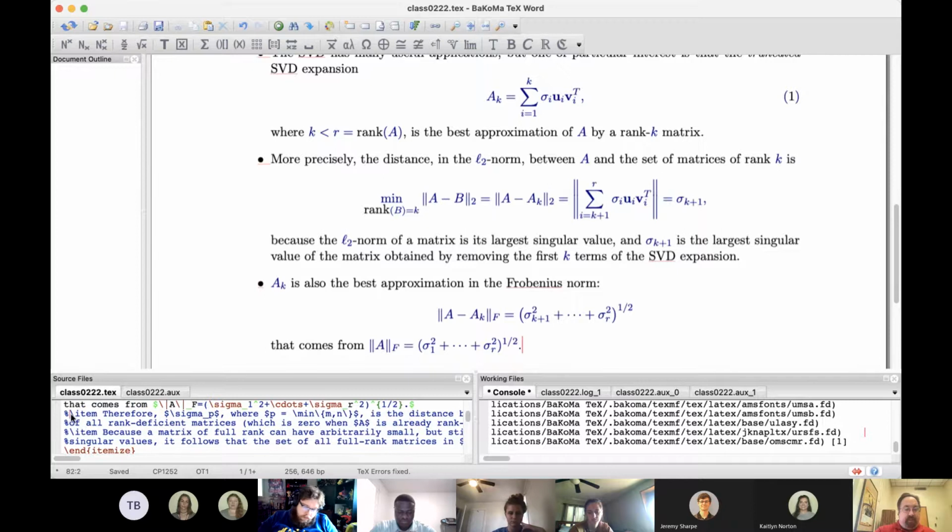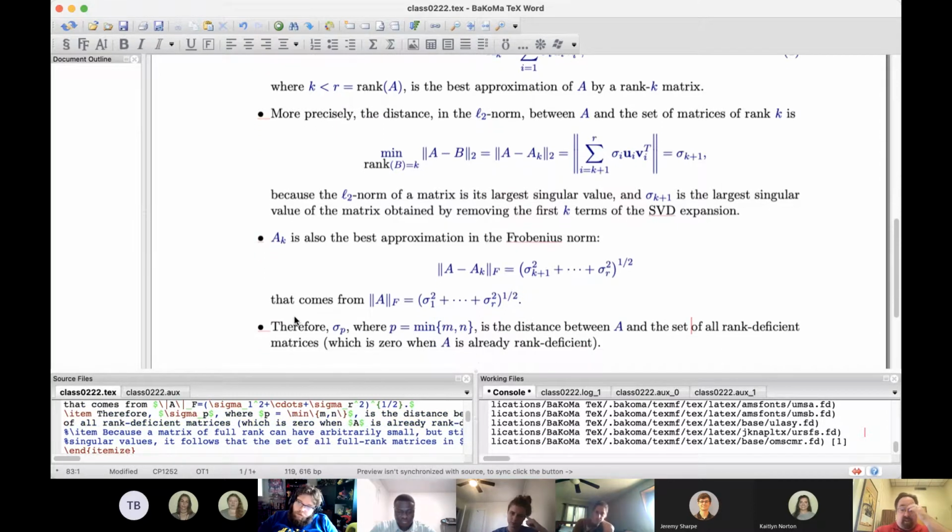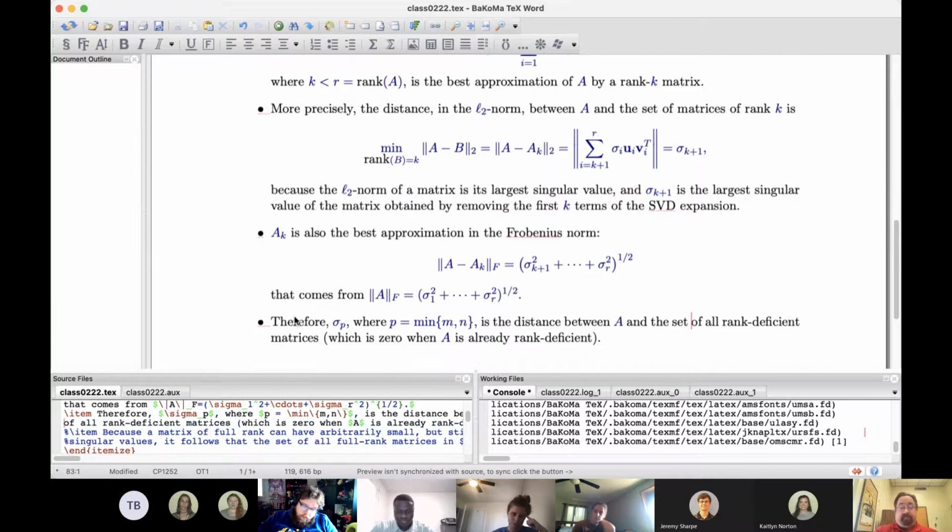So how we can interpret this error: whatever the smallest singular value you have is, that's the distance between A and rank deficient matrices. Now if A is already rank deficient, like if it's a singular matrix, then that distance is 0, because it's a distance between A and singular matrices. It's already singular.